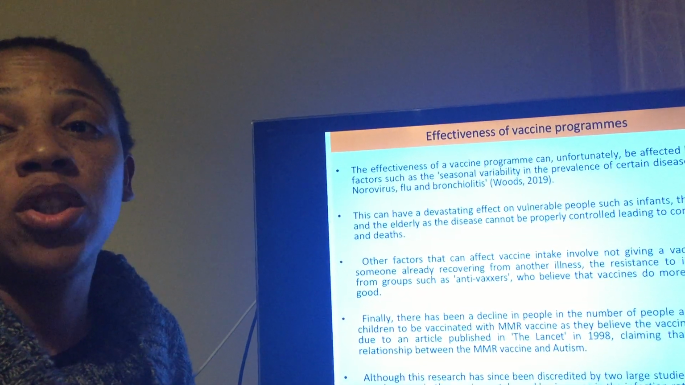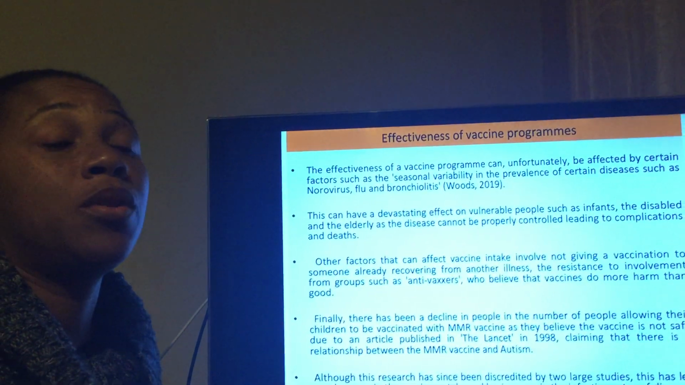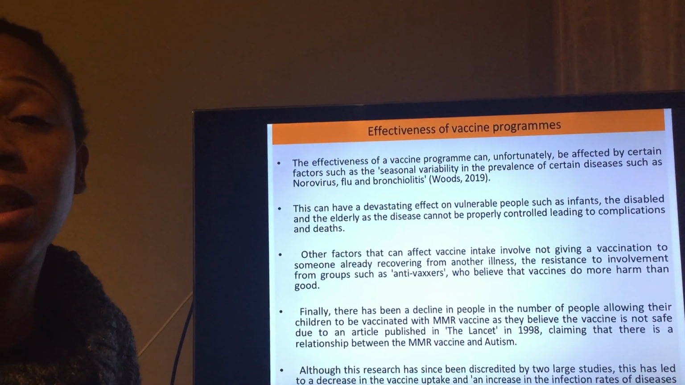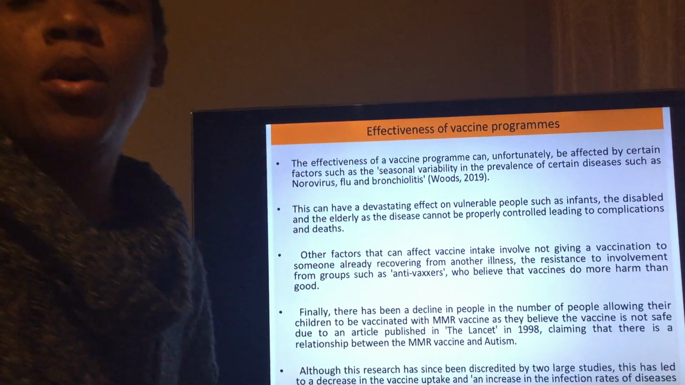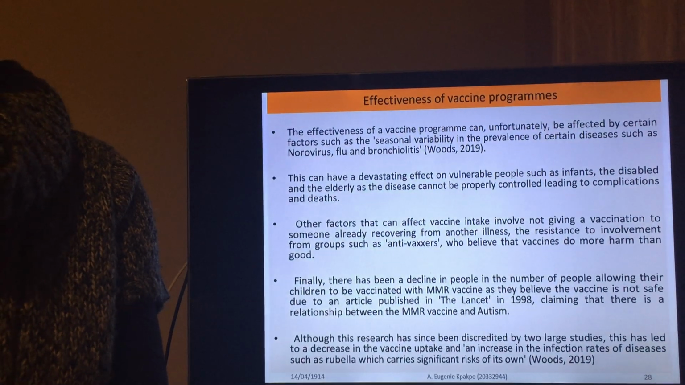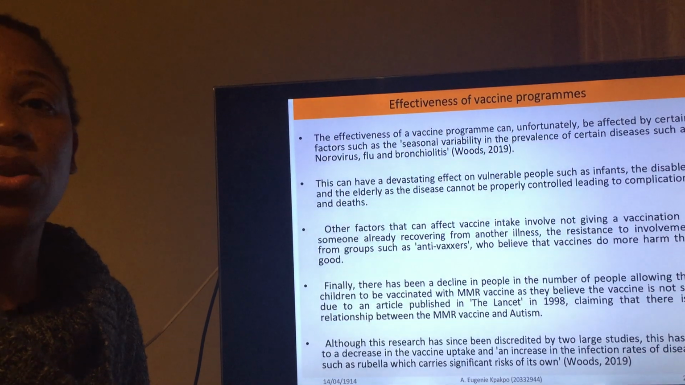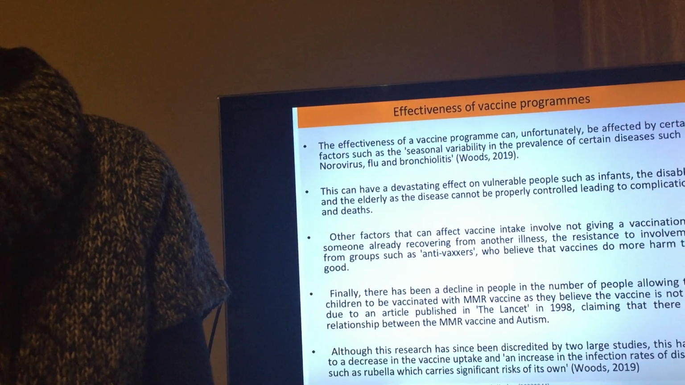An article published in The Lancet in 1998 claiming that there is a relationship between the MMR vaccine and autism also affected the intake of vaccines and led to, for example, many parents not wanting their children vaccinated. This increased the infection rate of diseases such as rubella, which carries significant risks on its own.